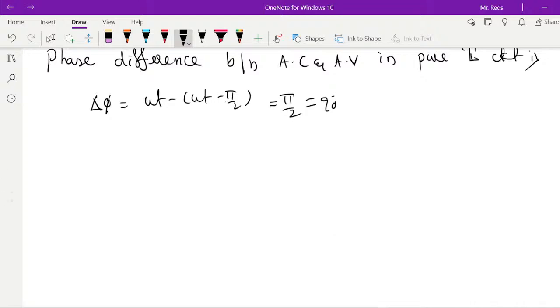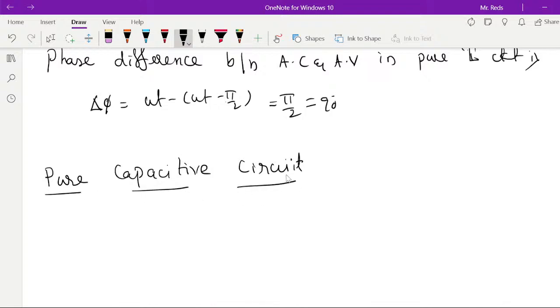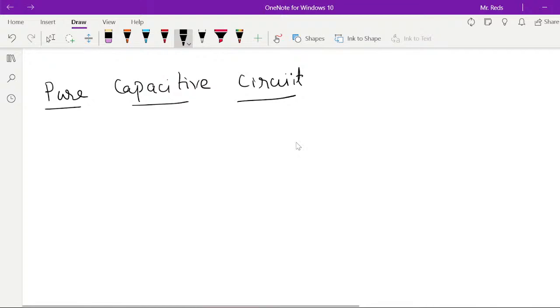So next, let us see what a pure capacitive circuit is and how the alternating current and the alternating voltage will relate in this. Pure capacitive circuit. Pure capacitive circuit means only a capacitor is connected to an AC source. So let us consider a capacitor.